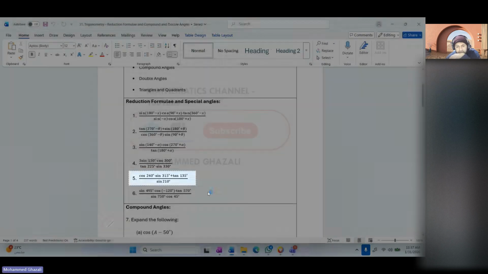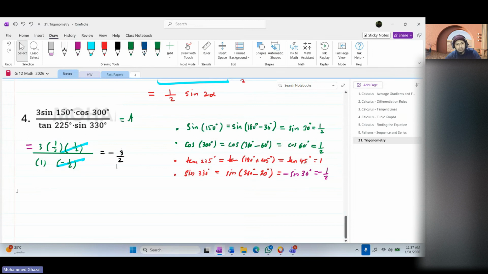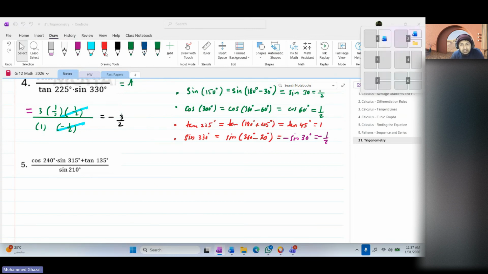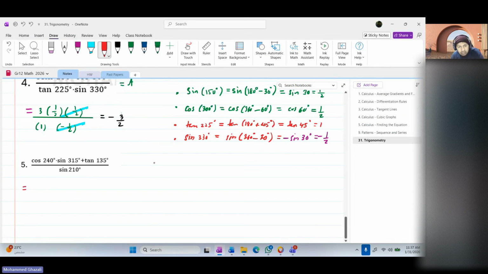Right, so next question, question number 5. Just want to finish this up quickly. Right, so I showed you a trick on how to go about solving this. Next one, we'll do the same thing here. We'll work out all the answers on the side. So what is cos of 240? Cos of 240 is cos of 180 plus 60, right? Which is third quadrant, negative cos 60, which is negative half. Can use your calculator there or the special triangle.